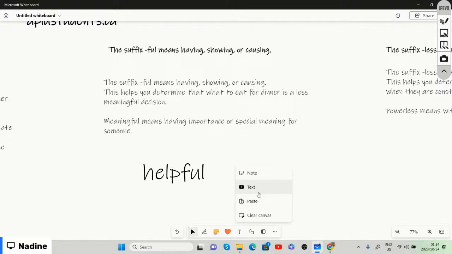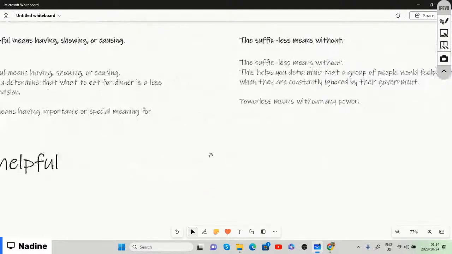All right. Now we're going on to the suffix less. The suffix less means without.